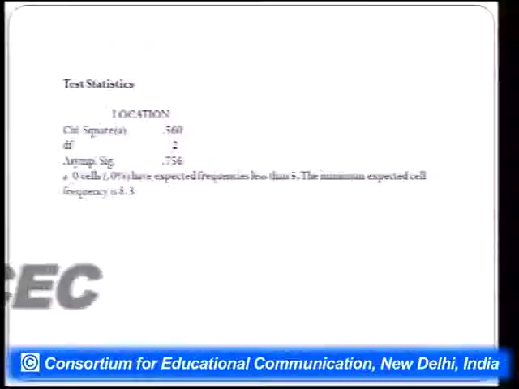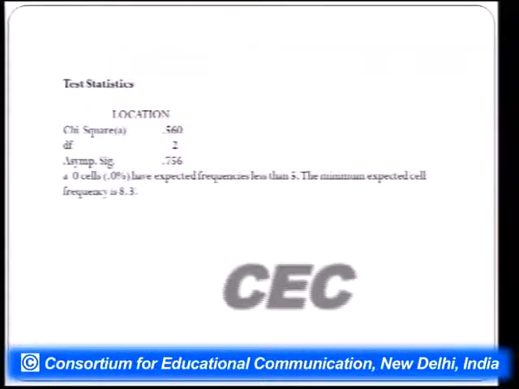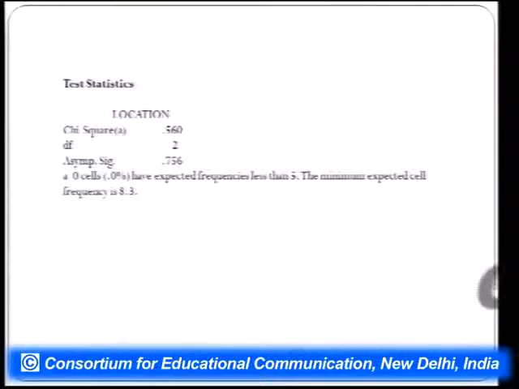0.56. This value of chi-square is very small. The chi-square value becomes larger when the observed and expected are very different from each other, and then the hypothesis gets rejected. Here the observed and expected were pretty close, because of which chi-square, which is observed minus expected whole square divided by expected, is also small, and the significance comes out to be 0.756. The degree of freedom is 2.